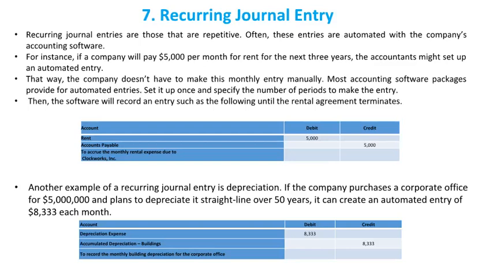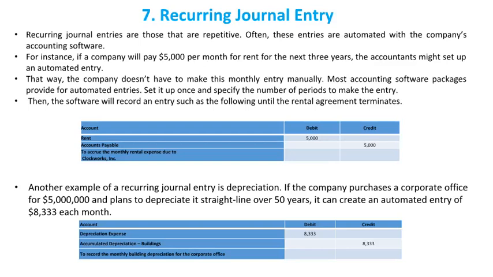Most accounting software packages provide for automated entries. Set it up once and specify the number of periods to make the entry. Then, the software will record an entry such as the following until the rental agreement terminates. Thus, rent will be debit and accounts payable will be credit with $5,000.